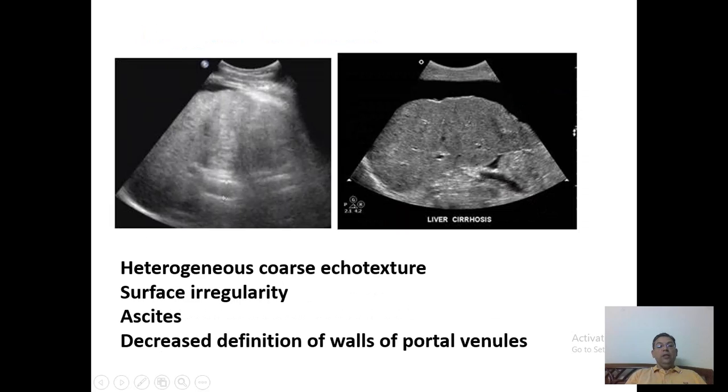Similarly, another example of a cirrhotic liver: you can see the heterogeneous coarse echotexture, the surface irregularity, ascites which is present, and decreased definition of the walls of the portal vein. You will see their borders are not distinct anymore as it was present in a normal texture of liver.